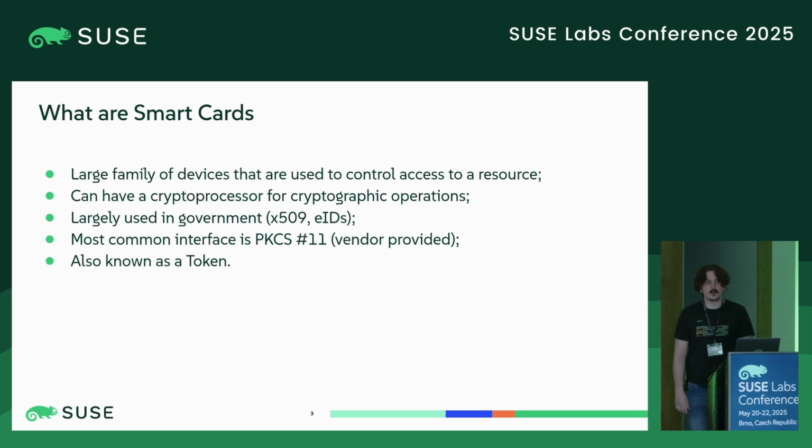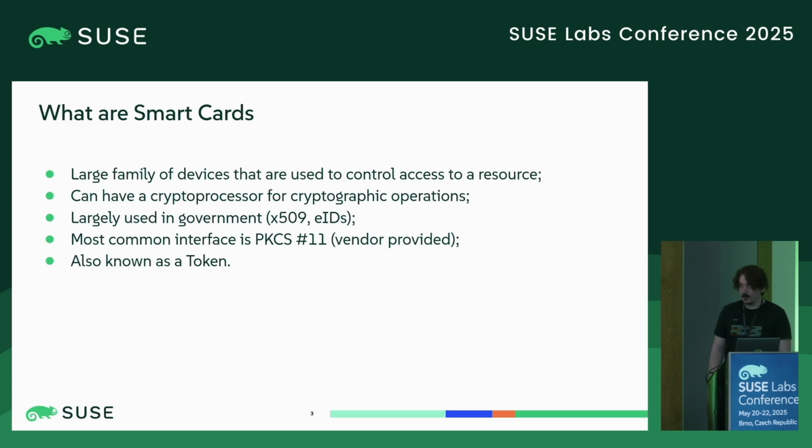So what are smart cards? They are essentially like credit cards. They have a SIM interface, which is essentially a USB interface, and they are used to store things and control access to a resource. So if you have a debit card, it will control access to your money that's in your bank. That's the idea. They can have a crypto processor for doing cryptographic operations. This can vary a lot. It can support hashing. It can support only symmetric key operations, asymmetric key operations, or whatever.